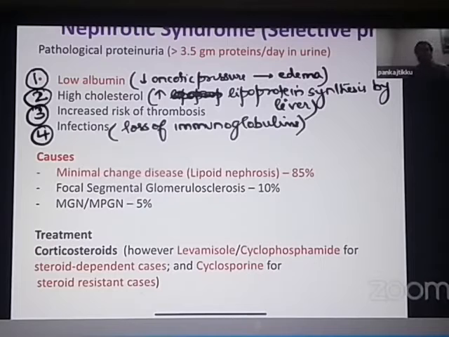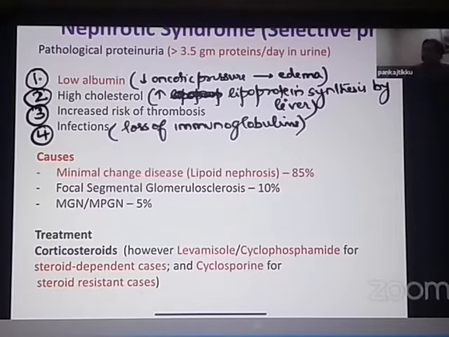Is responsible for infections that occur in nephrotic syndrome. So nephrotic syndrome in children is characterized by low levels of albumin, high levels of cholesterol, increased risk of thrombosis, and high infection levels. Low levels of albumin, high levels of cholesterol, increased risk of thrombosis and infections. And what are the infections due to? Infections primarily are because of loss of immunoglobulins.